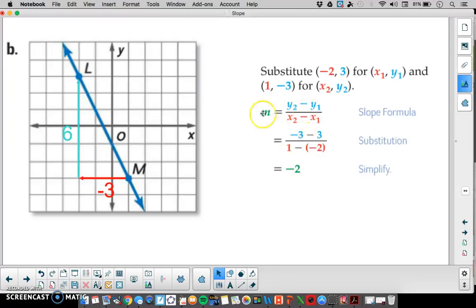I'll get the same answer if I were to calculate it using the formula. So negative 2, 3 is point L. 1, negative 3 is point M. So we plug in our points. Negative 3 minus a positive 3, that gives us a negative 6. 1 minus a negative 2 is a positive 3. So this gives us negative 6 divided by positive 3. We still get a negative 2.